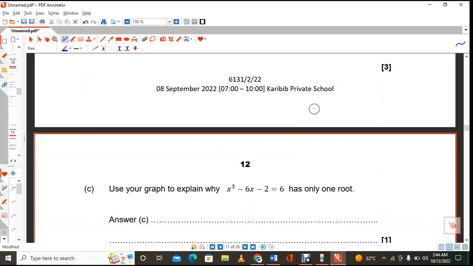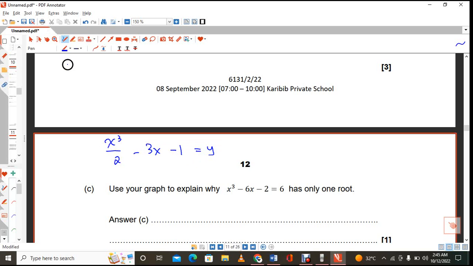Then use your graph to explain why x cubed minus 6x minus 2 is equal to 6 has only one root. Good. So in order for you to understand, if I take our equation or our function, let's say we know it as x cubed over 2 minus 3x minus 1, well, that was equal to y.